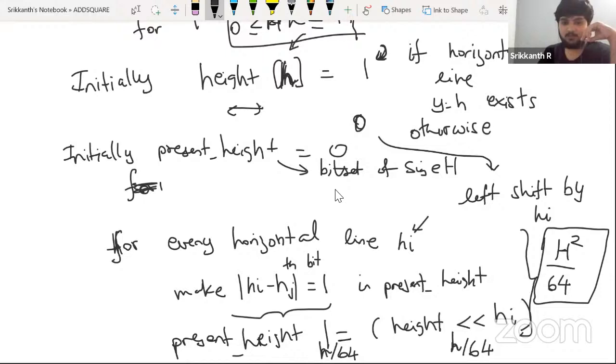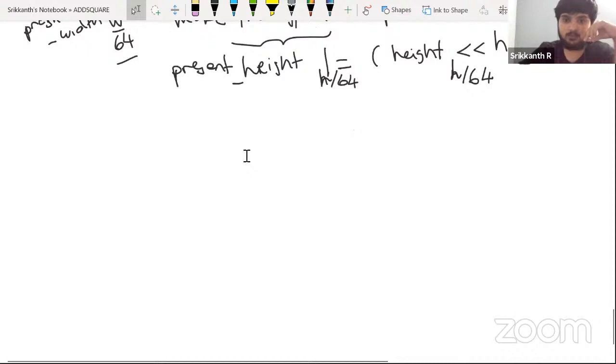Okay, so let's do the same thing for the vertical lines as well. So we got present height in h squared by 64. Again, we can get present width in w squared by 64, right? And now the question is how to deal with which horizontal line to add.